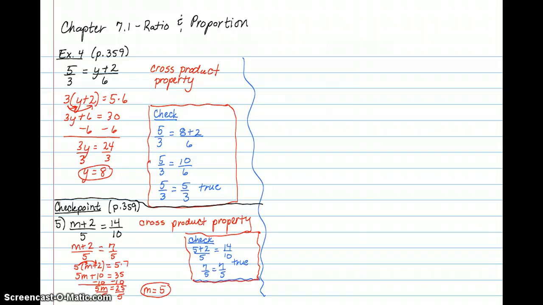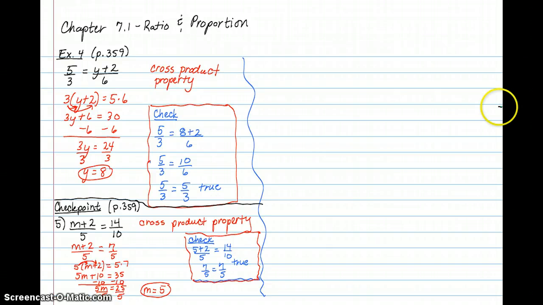Okay, you would have used cross products, and you would have had 5 times in parentheses m plus 2, and then 5 times 7. You would have used the distributive property, which would have given you 5 times m, which is 5m, 5 times 2, which is 10. So 5m plus 10 equals 5 times 7, which is 35. Using the subtraction property of equality, you would have subtracted 10 from both sides and ended up with 5m equals 25. 35 minus 10 is 25. You would have used the division property of equality and divided both sides by 5. 5m divided by 5 is m. 25 divided by 5 is 5.